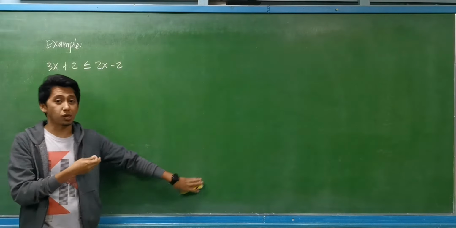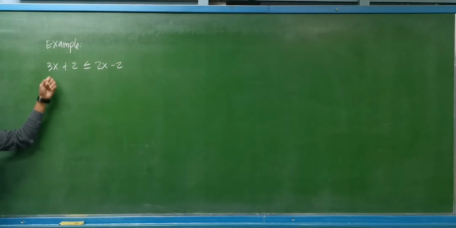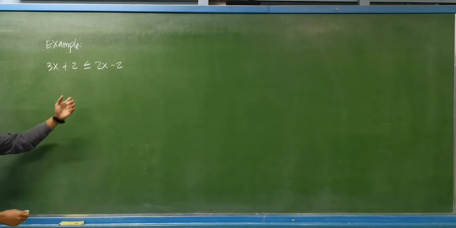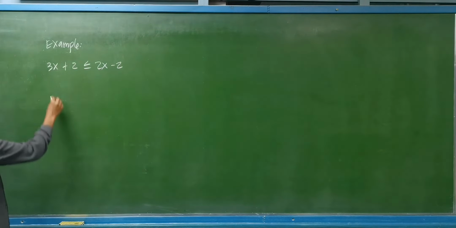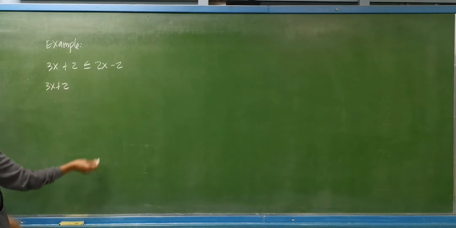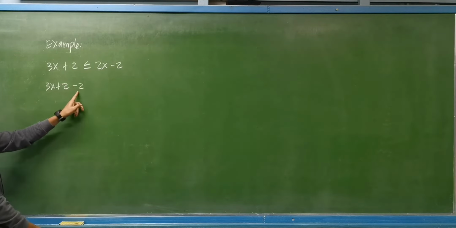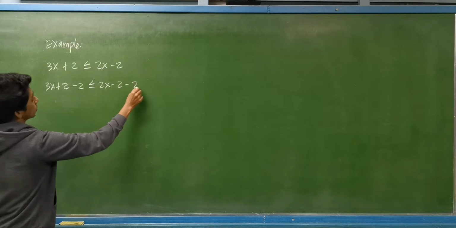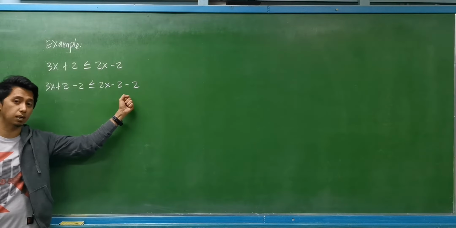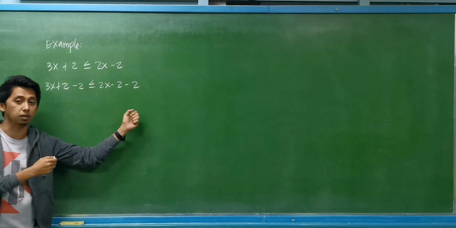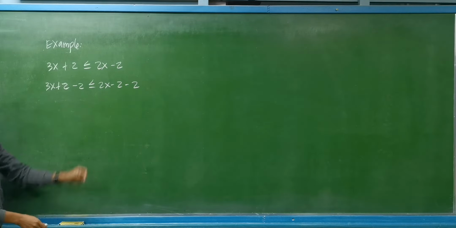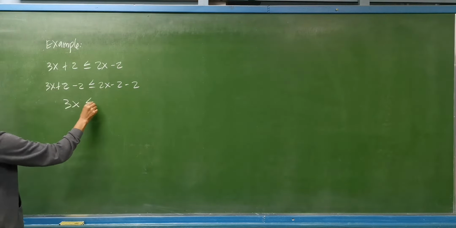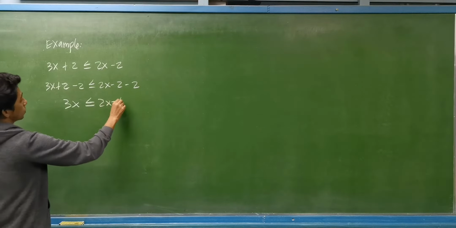Let's have another example. We have the inequality 3x plus 2 is less than or equal to 2x minus 2. How do we solve for the solution set? We subtract 2 on both sides: 3x plus 2 minus 2 is less than or equal to 2x minus 2 minus 2. Subtracting the same number on both sides, the sense of inequality is not changed. So we now have 3x is less than or equal to 2x minus 4.